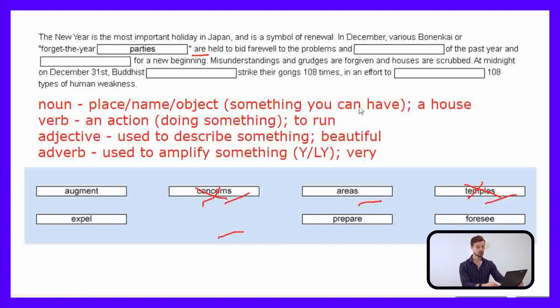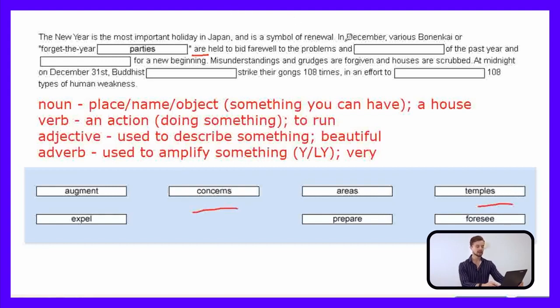Problems and houses, problems and running, problems and beautiful, problems and very. So it has to be, again, a noun. And if we go back to the 2 nouns we had left over here, it has to be problems and concerns, okay? Or problems and temples.